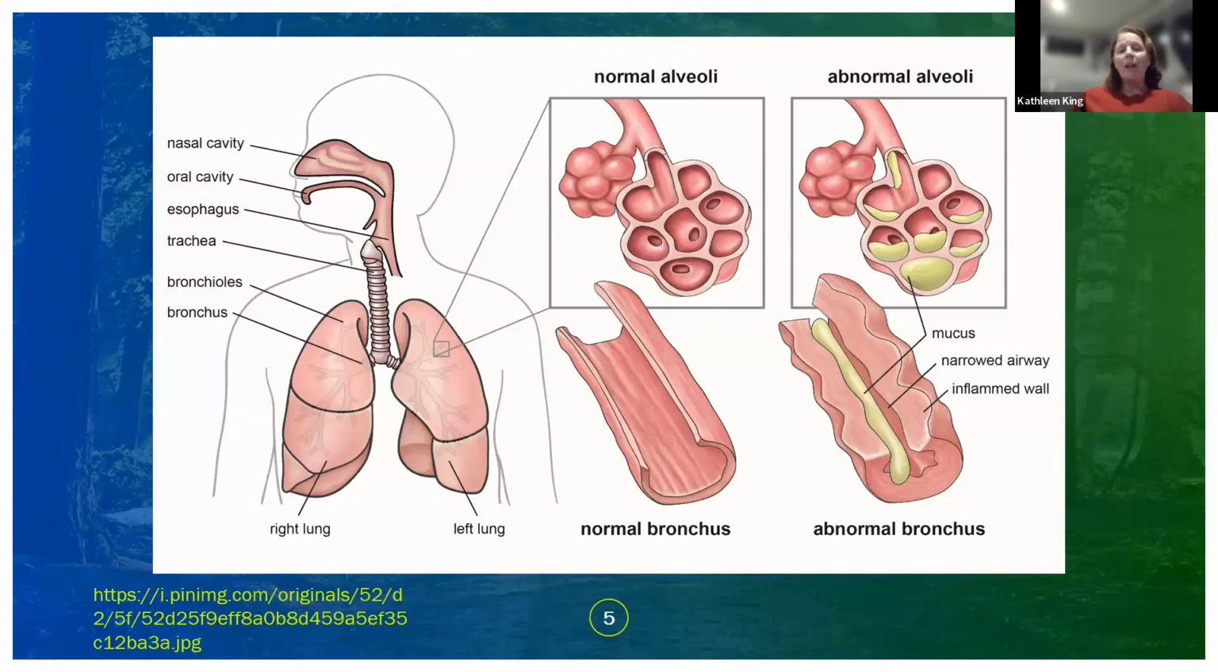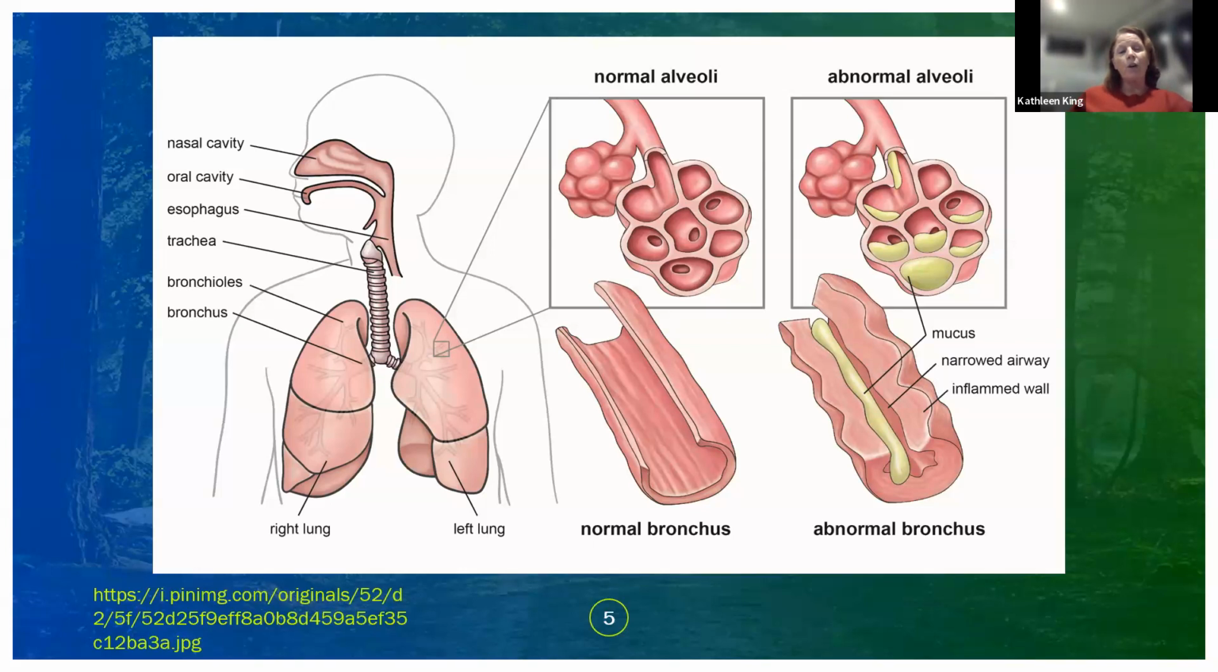And then the last thing, this is the plumbing that has to do with breathing. So we have nasal cavity and oral cavity, right? You can breathe through your nose or through your mouth. Esophagus is that pipe that goes to your stomach. We don't want air going down there, and we don't want food down your trachea. Your trachea is the big tube that feeds both lung areas.